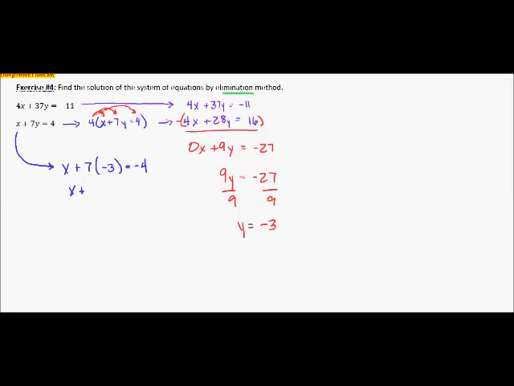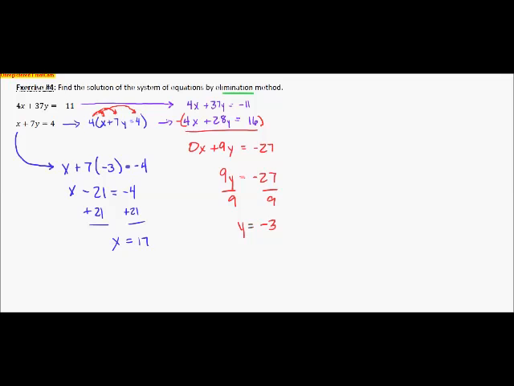Oops, that's actually going to be a negative, right? So positive 7 times -3, that gives you a -21. Okay, and then I'm going to add 21 to both sides. And what do I get for the value for x? For a -4 plus a 21, that is actually positive 17.